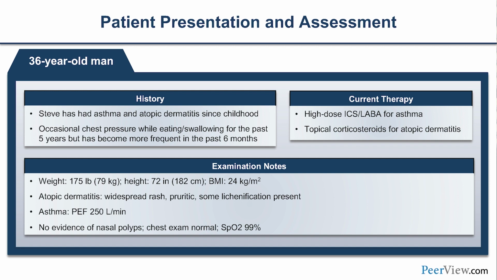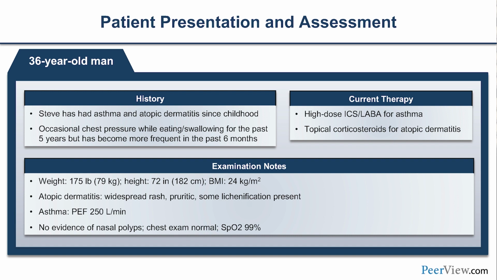This is a 36-year-old man with a history of occasional chest pressure while eating or swallowing, and this has been going on for the past 5 years, but it's become more frequent in the last 6 months. On additional history, the patient has atopic conditions. He has asthma and atopic dermatitis since childhood. His current therapy is mostly focused on those other atopic conditions, including high-dose inhaled corticosteroids and a long-acting beta agonist for asthma, and a cutaneous topical steroid cream for the atopic dermatitis.